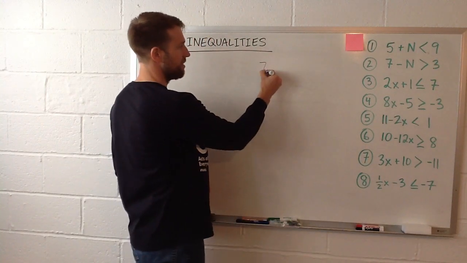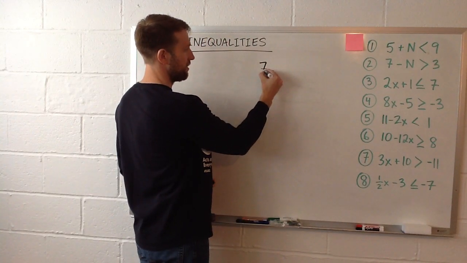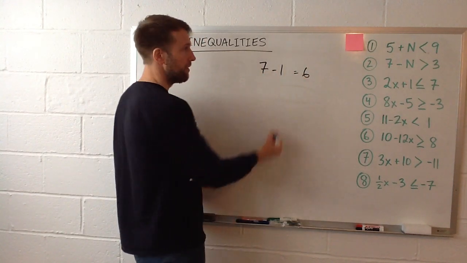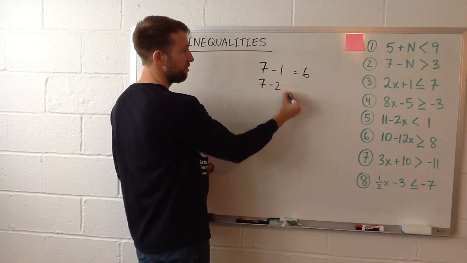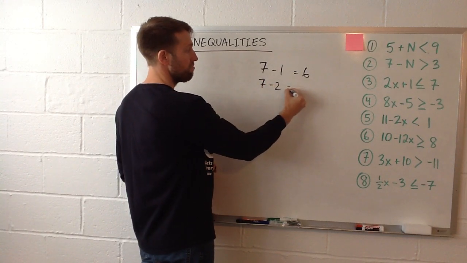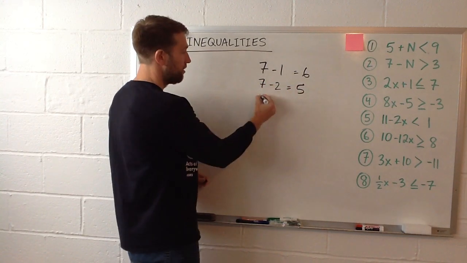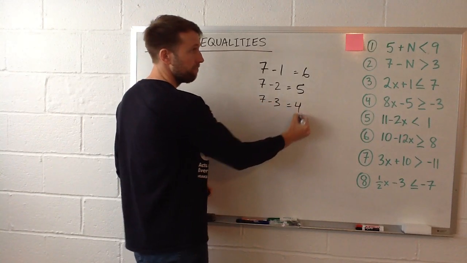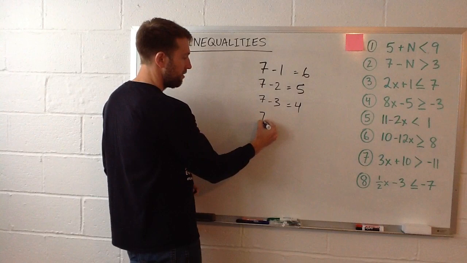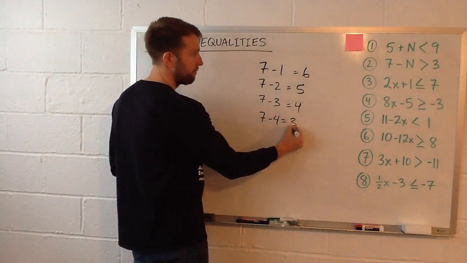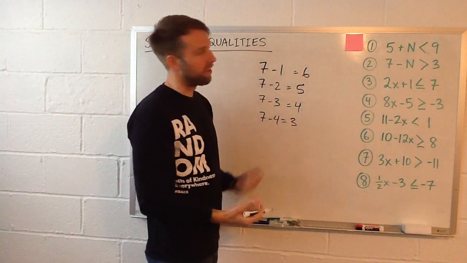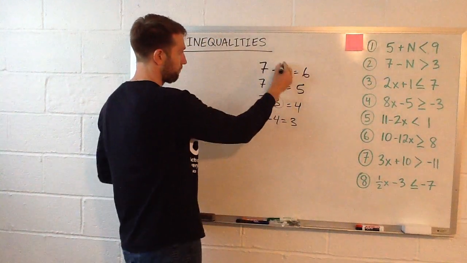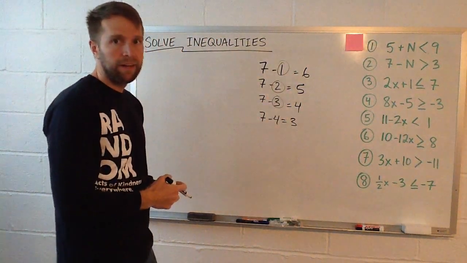Like 7 minus 1? That's still greater than 3. 7 minus 2. Yep, that's still greater than 3. 7 minus 3. Yep, that's still greater than 3. 7 minus 4. That's not greater than 3 anymore, that's equal to it, right? So maybe these numbers, 1, 2, 3, would help us out.